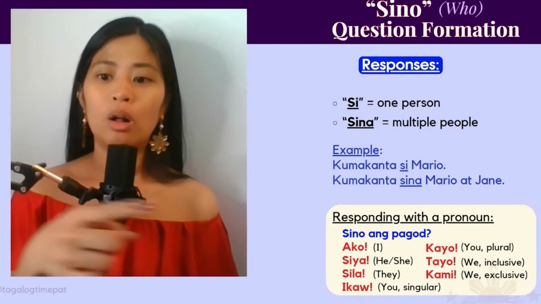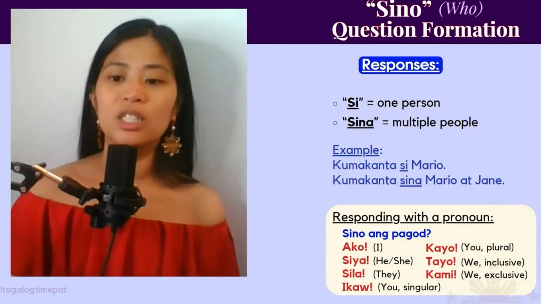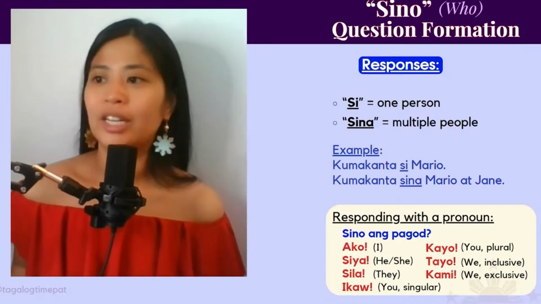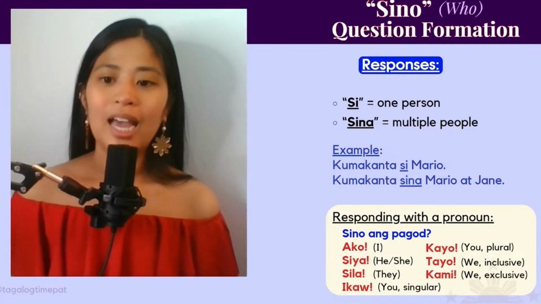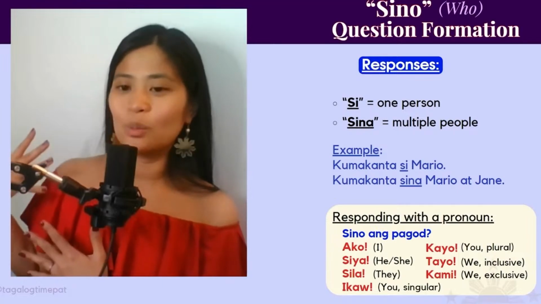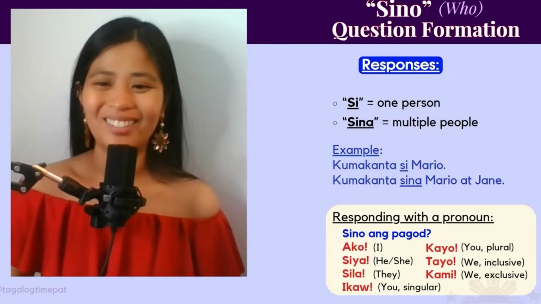Kayo, you all, plural. Tayo is we inclusive. That's you and me, all of us. We are all tired. Maybe we all ran a race together. We are all tired. Pagod tayo. And then pagod kami, me and my husband Chris, we ran. Only us, we did. So pagod kami, we are tired. Not you. I'm just telling you about it.